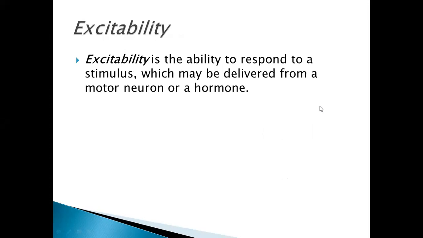Number 2, excitability. Excitability is ability to respond to a stimulus, which may be delivered from a motor neuron or a hormone. For example, when we touch a hot object, then a sensory message travels to the brain, और वहां से एक motor response आता है जिससे हम अपने हाथ को पीछे कर लेते हैं एकदम से. That is excitability. ये भी एक ability है मसल की कि respond करे stimulus को. That is excitability. इसे हम reflex action भी कहते हैं.